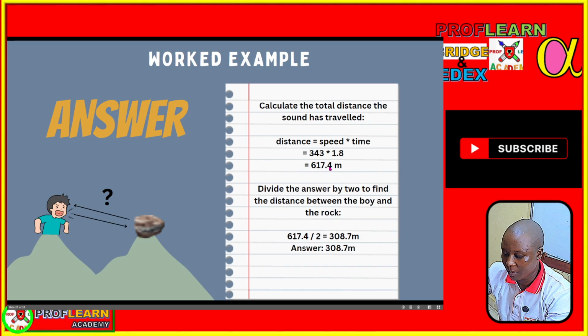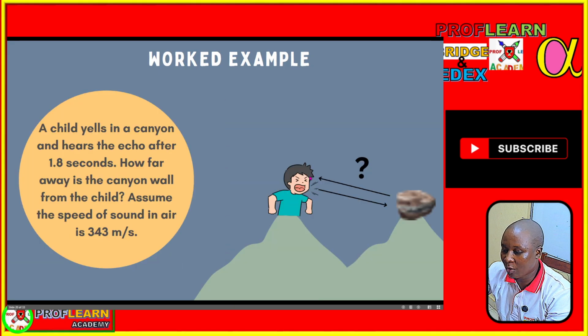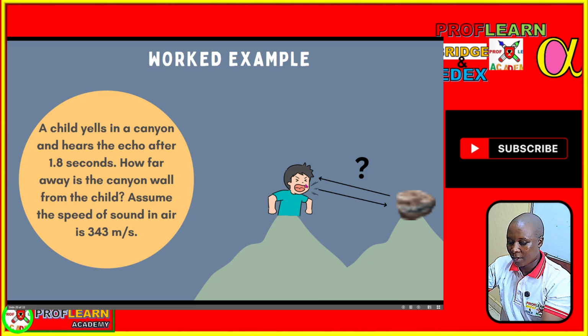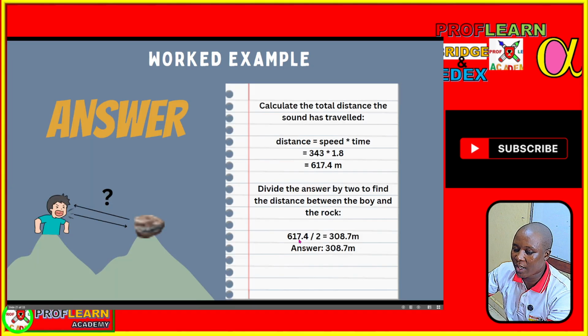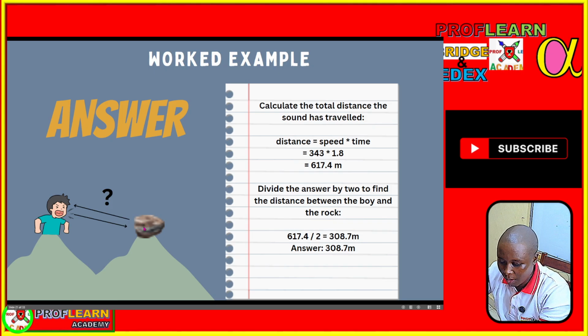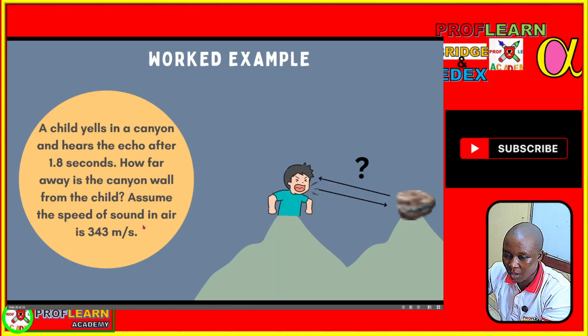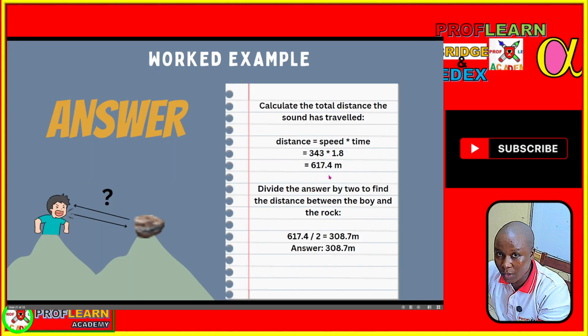617.4. But what you need to remember is the time we have here is the time taken for the sound to travel from this point to that point and back. So that is twice the distance. So the value you have gotten here, we have to divide by 2 to get 308.7, which is the distance between this boy and the rock. The question we need to ask ourselves is, why was the child yelling? We have the distance, but we have not been told why the child was yelling at a rock.